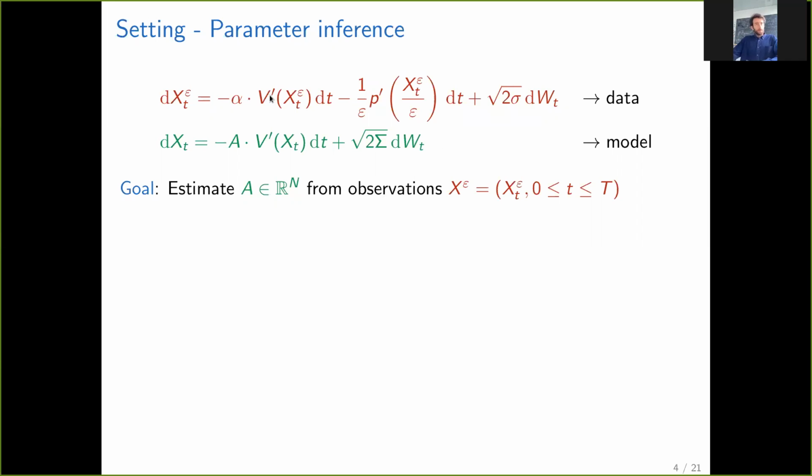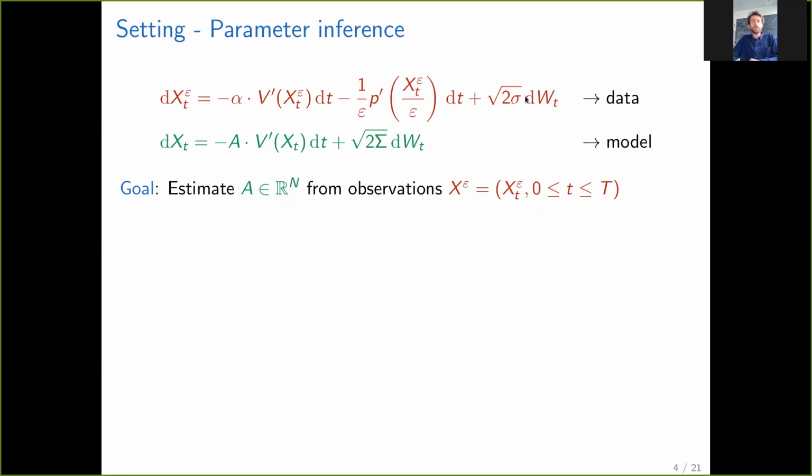So here we have in red the multiscale model, and in green the single scale model, the effective model. Our goal will be, when we are given observations coming from the multiscale model, to try to fit a slow scale model of this kind.